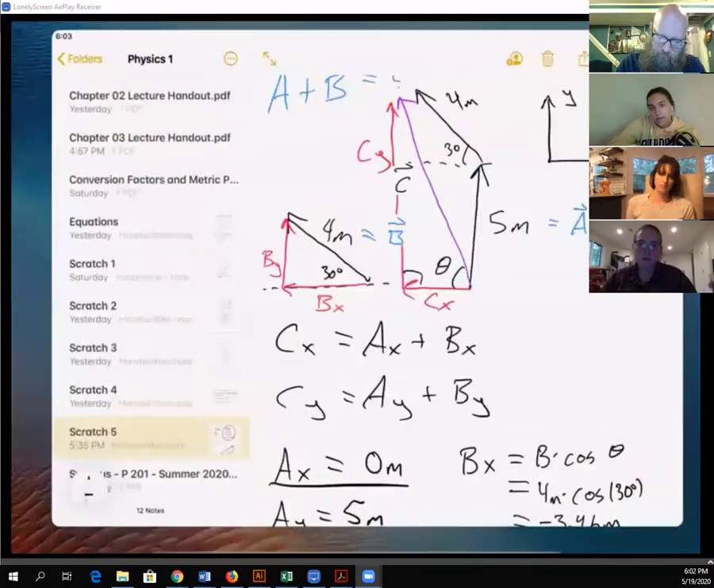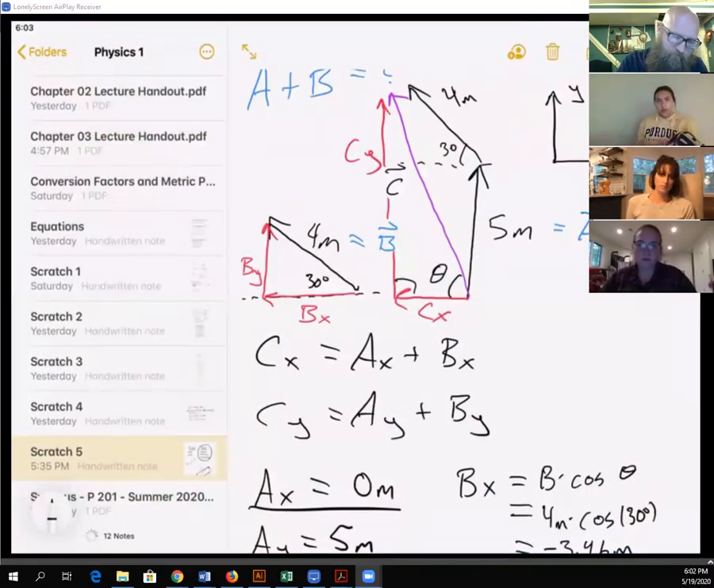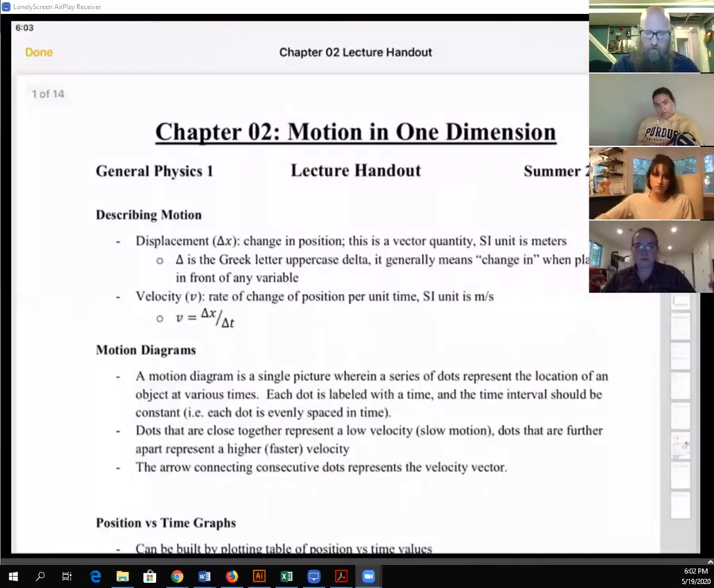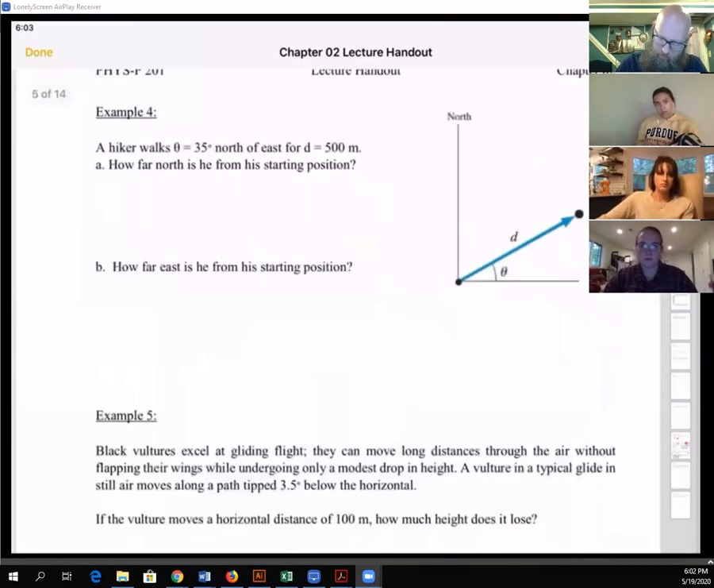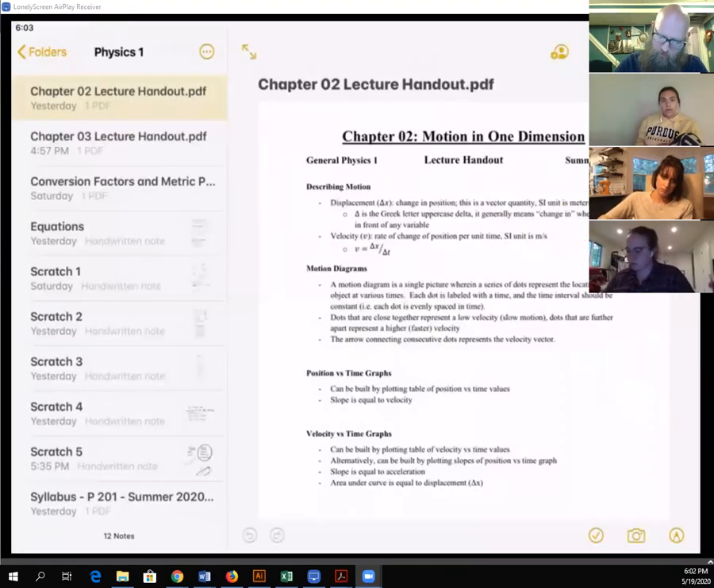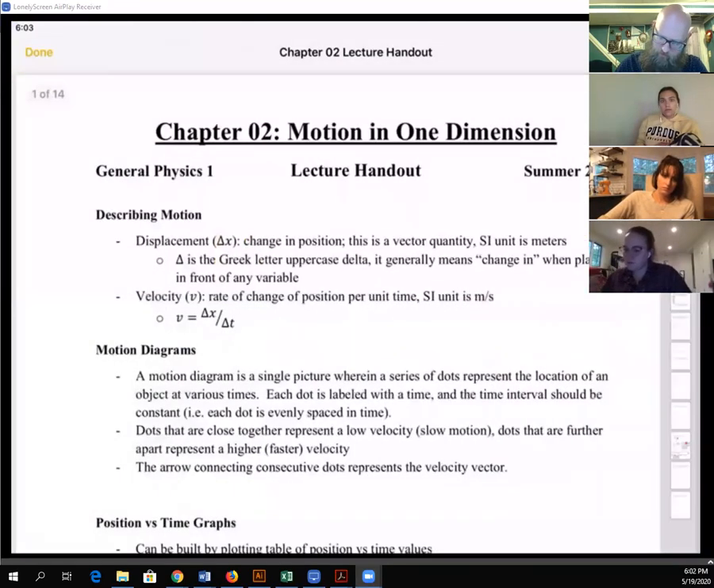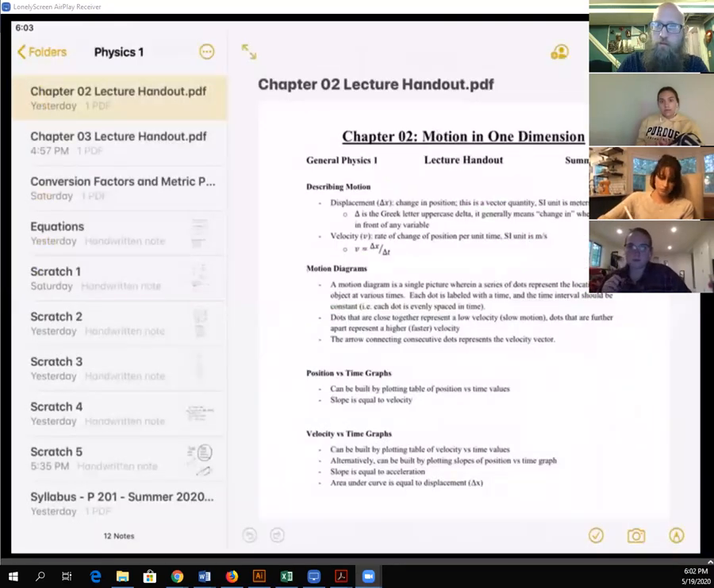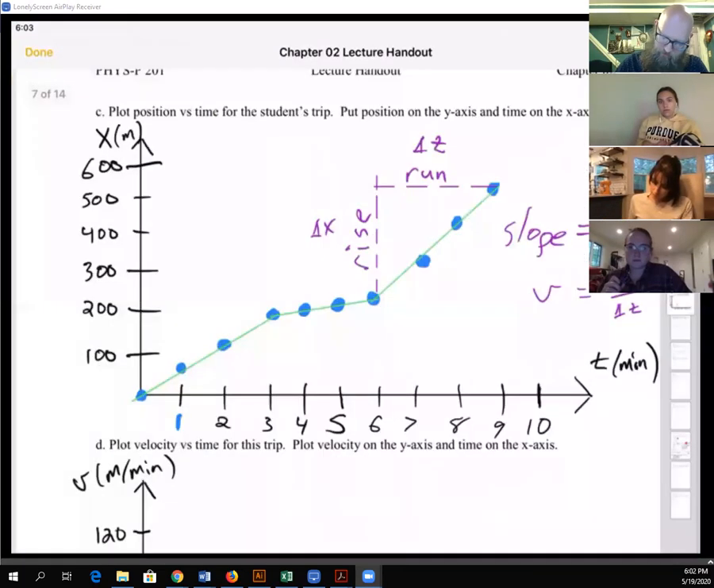Come on. Okay. So I want to talk about motion graphs. I plotted some of this stuff here. So come on, man. We can do this. That's fine. We'll just do this.